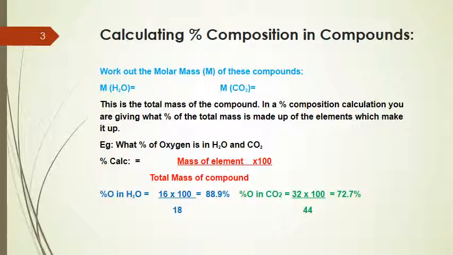In the case of water, the percentage amount of oxygen in water is 16 times 100 divided by 18, which gives 88.9%, which is essentially saying that 88.9% of the molar mass of water is oxygen. Whereas in the case of carbon dioxide, it will be 32 times 100 divided by 44, which is 72.7%. So as a percentage of the molar mass, there is a higher percentage of oxygen in water than there is in carbon dioxide.